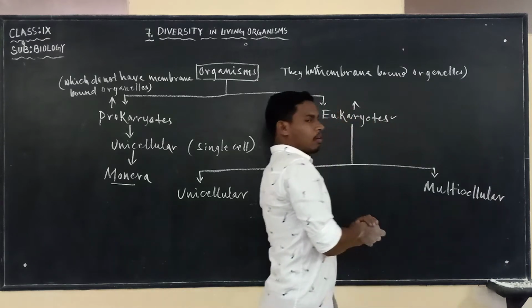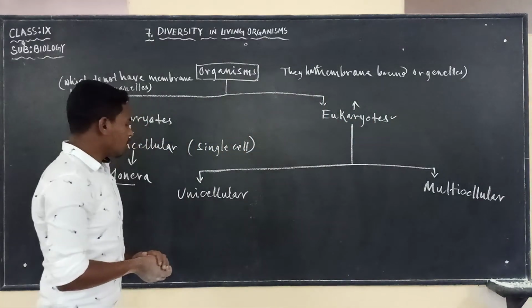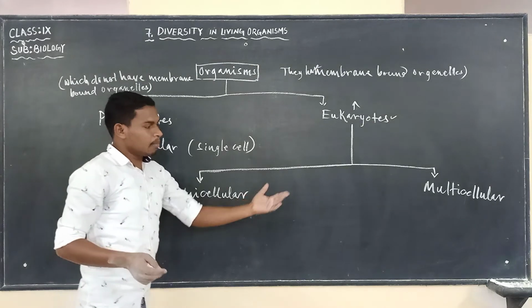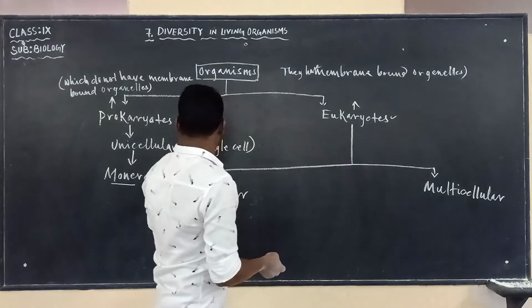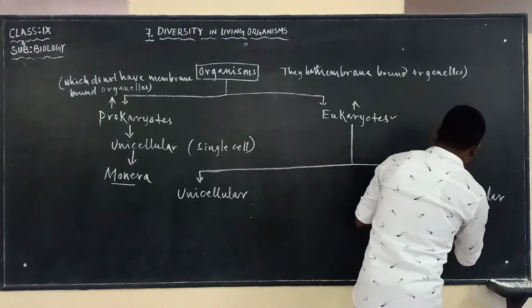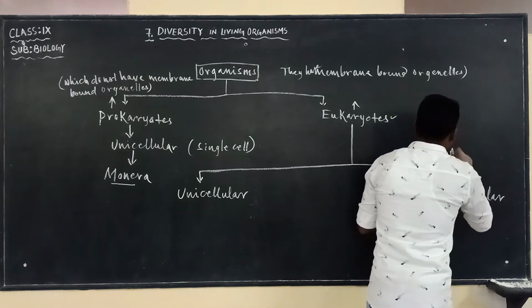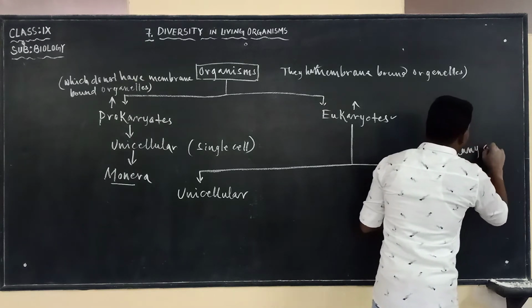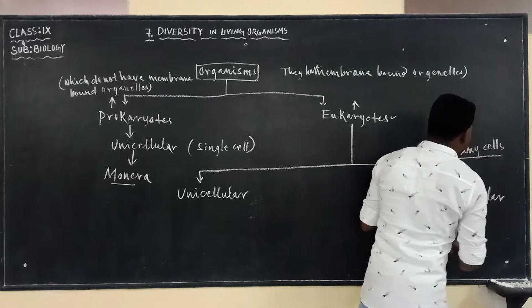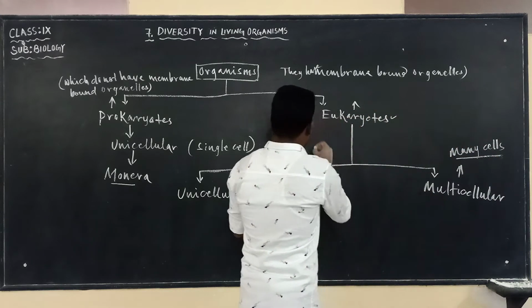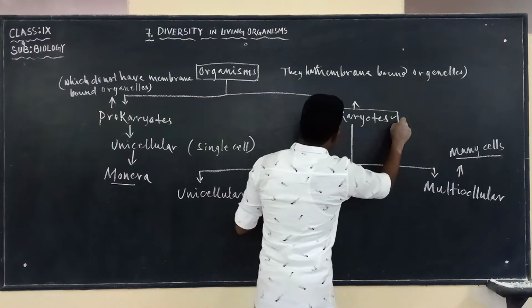Okay, unicellular organism as well as multicellular organism. Uni means single, multi means many. Multicellular means they have many cells.